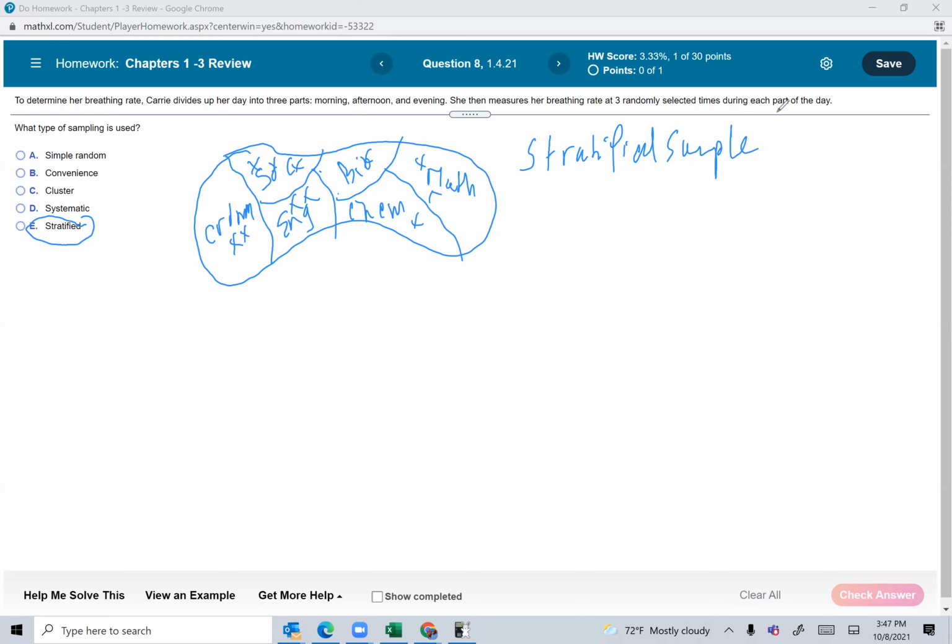So you split up the population into pieces. You go to each piece, you select members at random from each piece, you put them all together. That's what we call stratified.